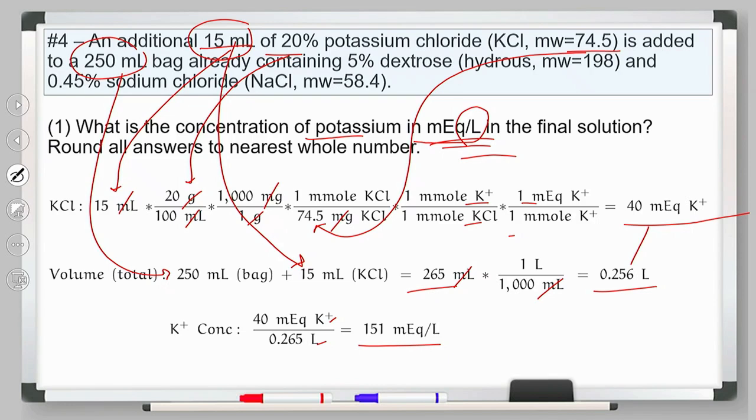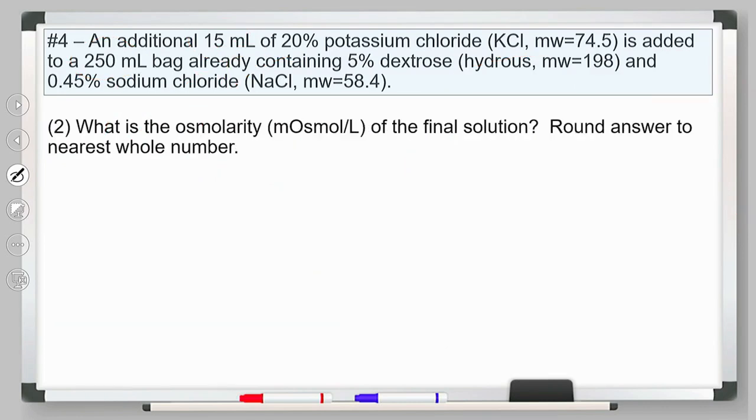Okay. Does that make the question a little more difficult? Yes, no, you should be able to know 15 mils of a 20% solution. That's my starting point for the potassium. And then you go through and convert it to milliequivalents and then account for the volumes, all right?